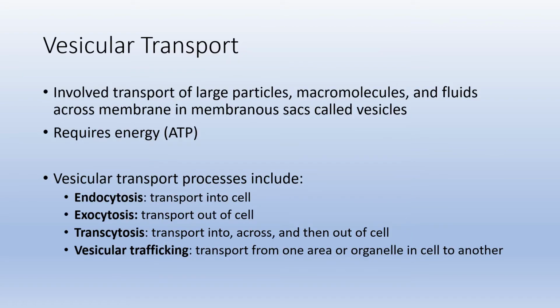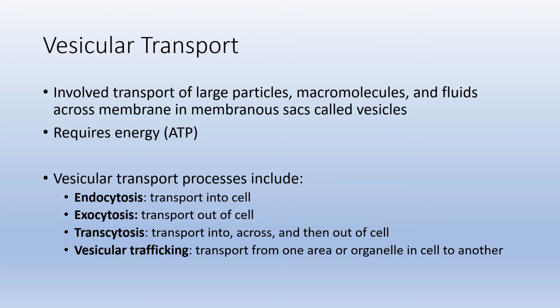The other type of active transport or primary active transport is known as vesicular transport. We will use this type of transportation for larger particles as well as macromolecules, and we will also see fluids travel into and out of the cell using vesicular transport. We get the term vesicular from these membranous sacs that we package these particles in, known as vesicles. You could think of them as little bubbles. Either way, this type of transport also requires energy in the form of ATP.